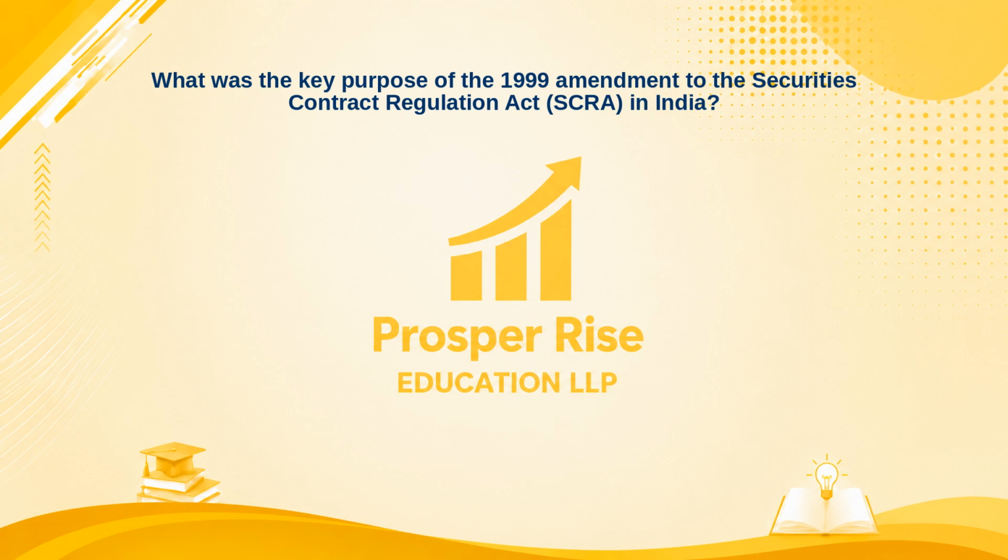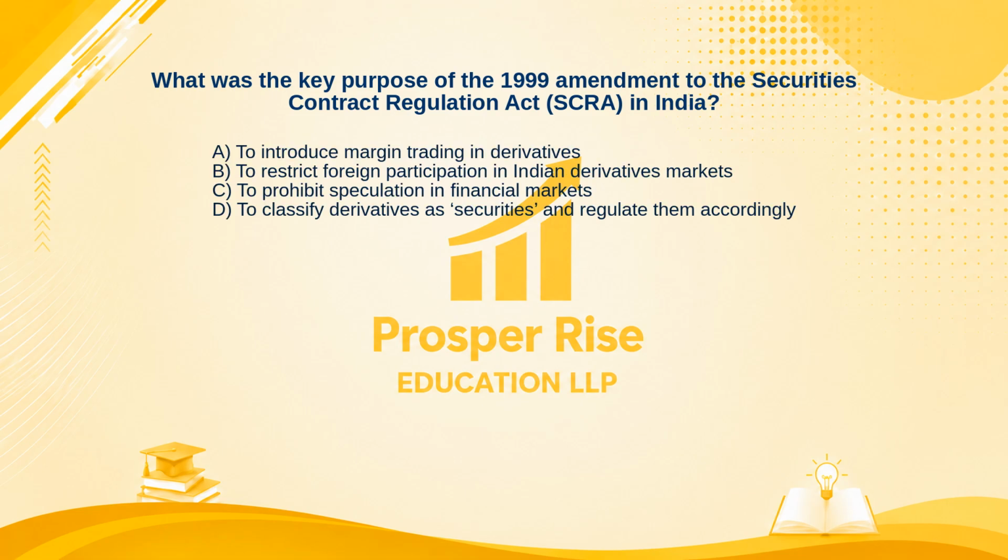What was the key purpose of the 1999 Amendment to the Securities Contract Regulation Act (SCRA) in India? Here are your options. A. To introduce margin trading in derivatives. B. To restrict foreign participation in Indian derivatives markets. C. To prohibit speculation in financial markets. Or D. To classify derivatives as securities and regulate them accordingly.